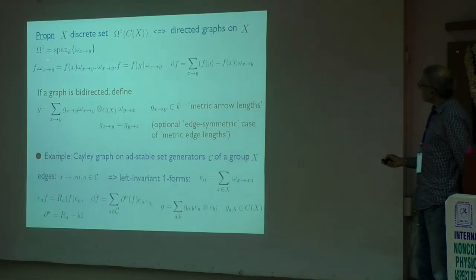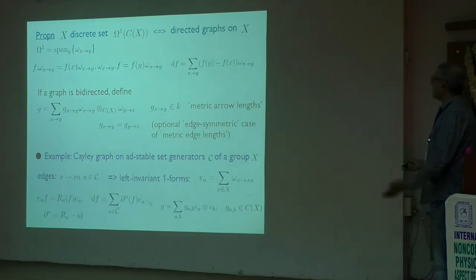So that means, and here omega 1 is spanned over the field. Actually, this could be any field. We're going to have complex numbers in a minute, but here it's any field. Spanned by a basis labeled by the arrows. So the arrows themselves, if you like, label the basis. I've called the basis vector omega labeled by the arrow.